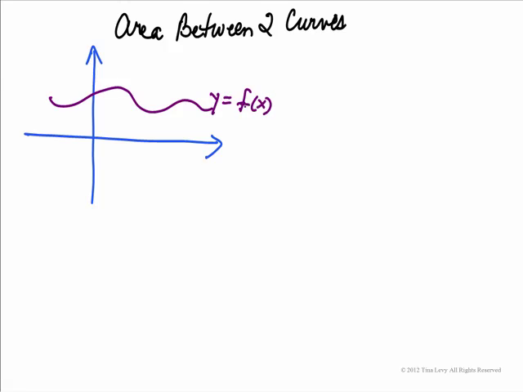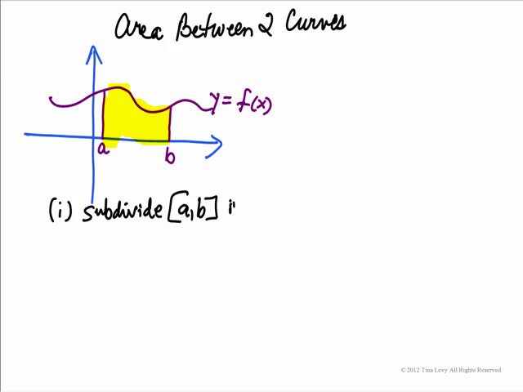When you were first doing this, you started with a curve that was above the x-axis, and we wanted the area between the curve and the x-axis between a and b. First step, we subdivide AB into n equal subintervals.